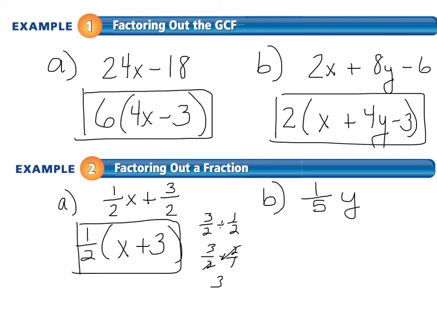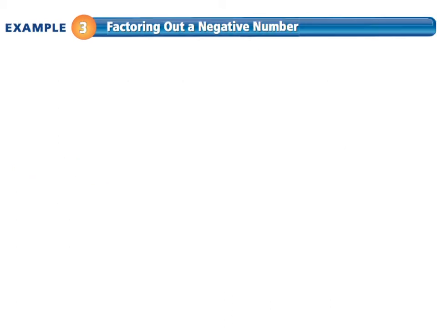1/5 y minus 4/5. What would you factor out? It'd be a 1/5. Why is that? Because it's the coefficient. So now factor out a 1/5, that would give us y minus 4. If you divided both these terms by 1/5, you would get 1y minus 4. And there's my answer. Now, in example number 3, we're going to factor out a negative.